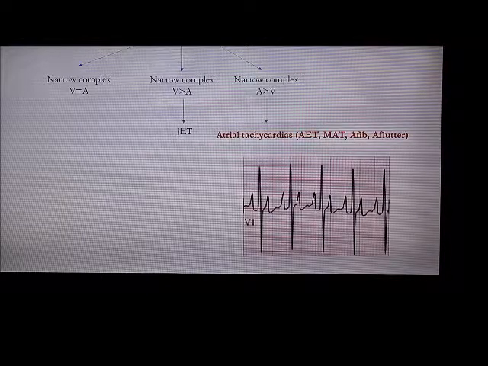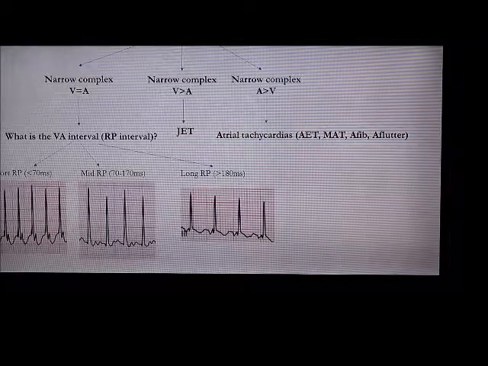Okay. And the more difficult one is when the V equals the A. Then the next thing you want to look at is the distance between the ventricle and the atrium. How does the atrial signal come after the ventricle, by which kind of duration? This is what we call the RP interval. So you have short RP interval, mid RP, and long RP.